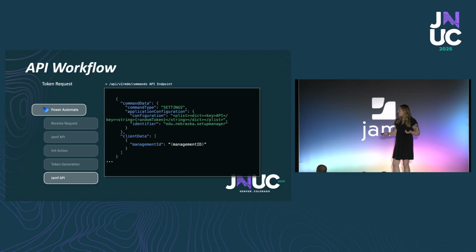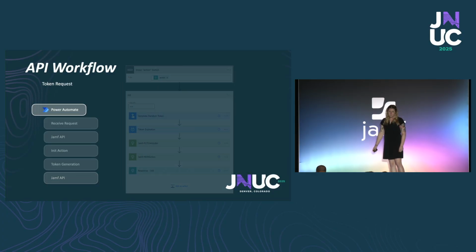just sends an API command to the MDM commands endpoint in Jamf Pro with that settings command type. That settings command type then gives us a configuration. So we're sending a plist containing that API token that we generated in that previous step in Power Automate. And we're sending it to a specific identifier. This correlates with the file name that will appear in managed preferences later. And then we also have a management ID here, of the device that we're deploying this down to.